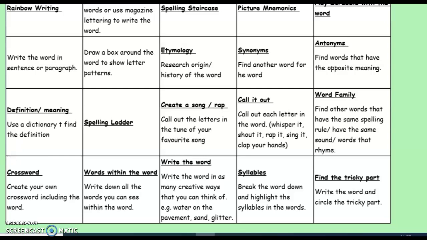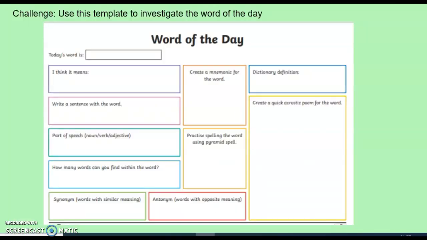If you want to challenge yourself even further, then you could take today's word of the day, creature, and you could investigate it in real depth and detail and complete this sheet here for that word, okay?